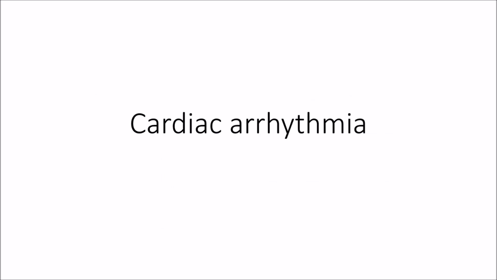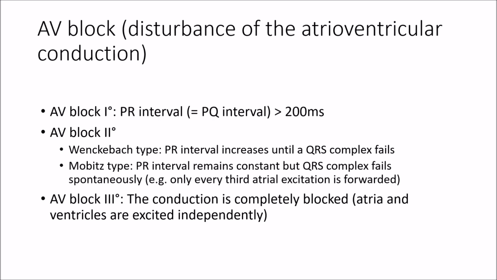You almost made it. We've reached the last part. Now let's take a look at some cardiac arrhythmias. If the electrical excitation in the AV node is disturbed, an AV block is present. With the first-degree AV block, only the PR interval is extended to more than 200 milliseconds. This type is usually harmless.